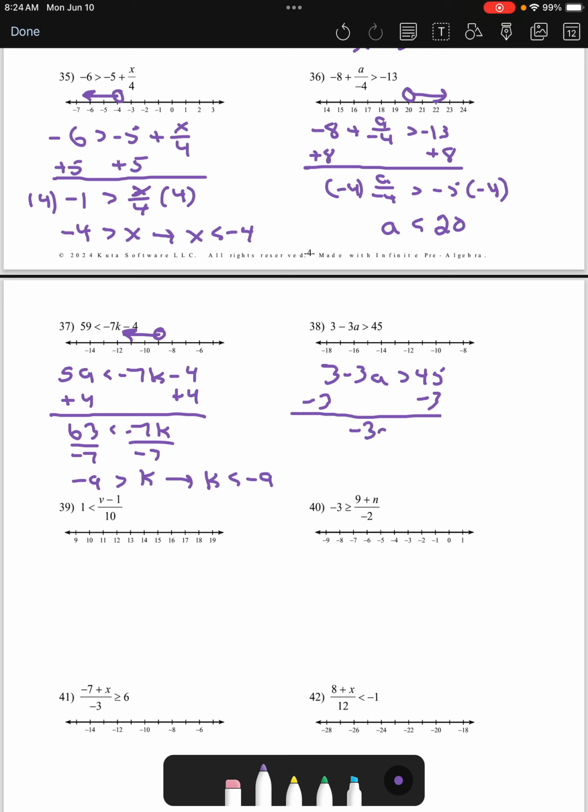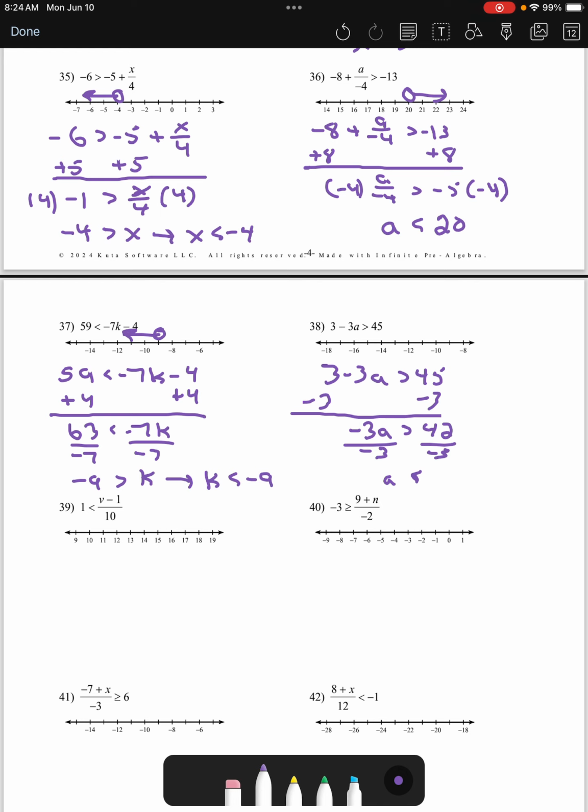Finally, number 38 for today. We're going to start by subtracting 3 from both sides. It is a positive 3 that we're trying to move. That gives us negative 3a is greater than 42. We're then going to divide both sides by negative 3.